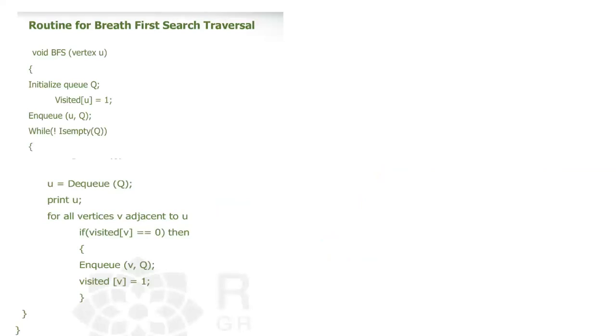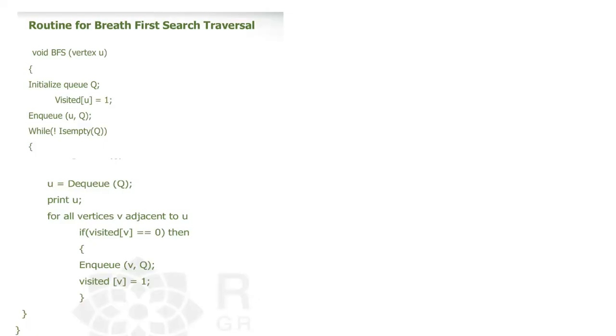The BFS program starts with initializing a queue and we are going to visit a vertex. Let U be the vertex and we are going to visit it, so it is initialized as 1. Now we are going to enqueue the vertex and insert those vertices into the queue. Then, while the queue is not empty, what is going to happen?